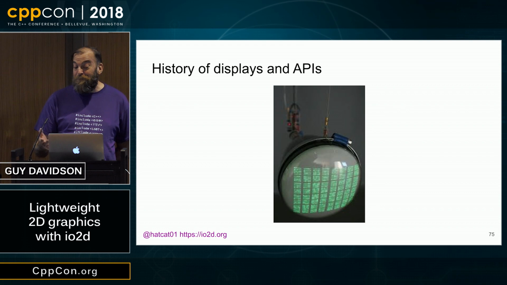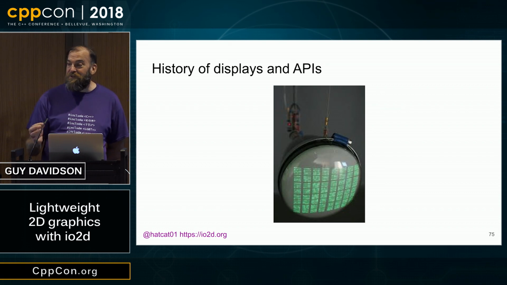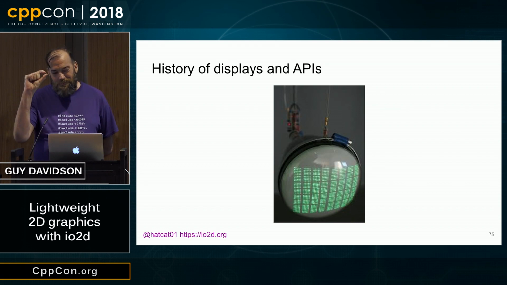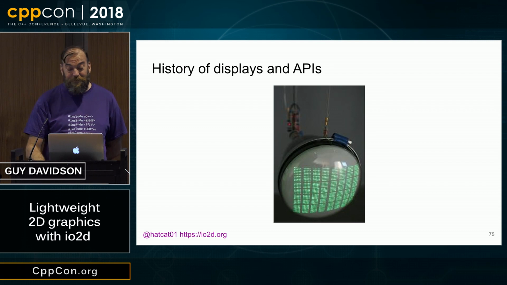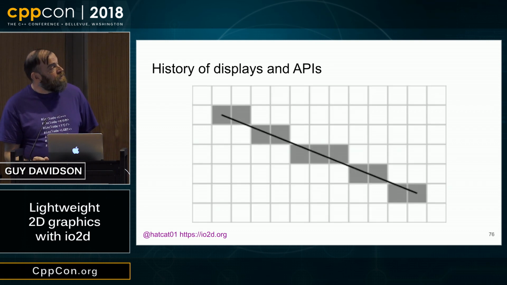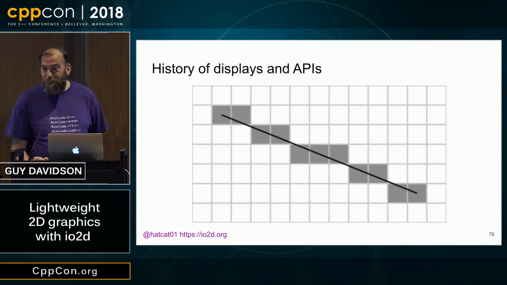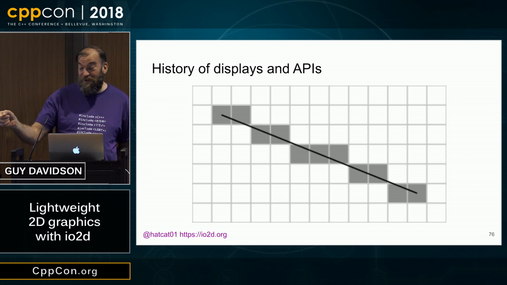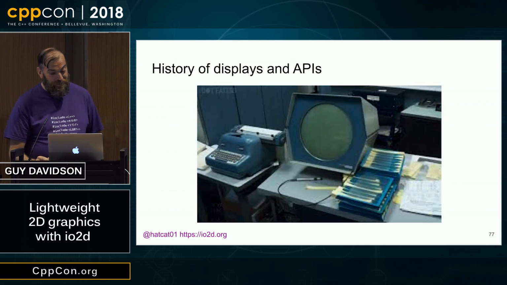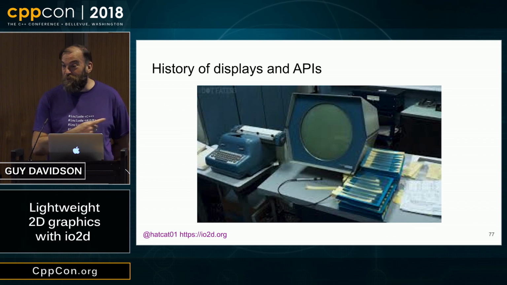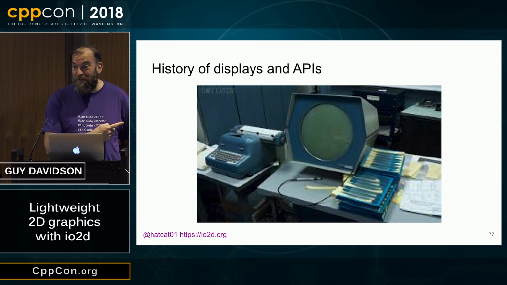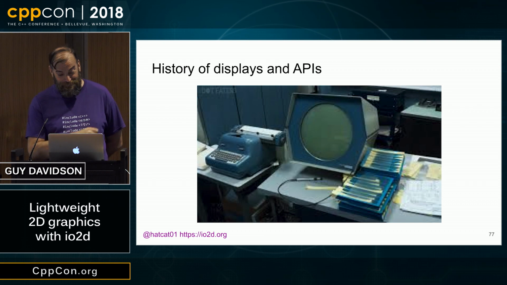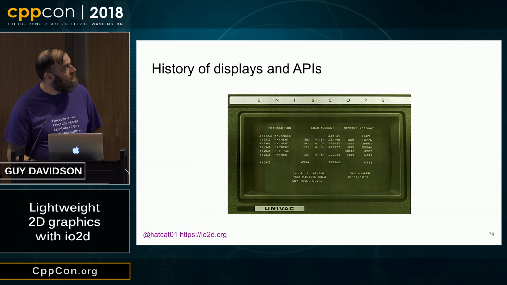Displays advanced to cathode ray tubes, which improved matters by shrinking individual element size from big lamps to little pixels. But pixel density was still very low. Bresenham line drawing algorithm. Anyone care to guess when that was first published? 62. Very good, very good. Autumn 62. Vector plotting screens also arrived in the 60s. Anyone know what that is? That's a PDP. That's the PDP-1, in fact.